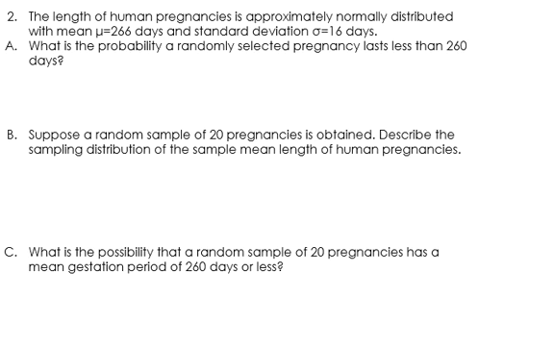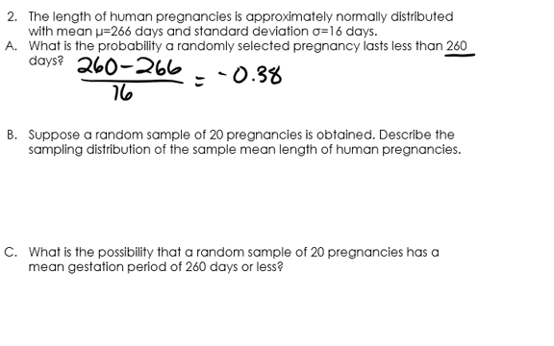So the first thing we're going to do is turn this value into a z-score. So 260 days minus 266, divided by 16. We're going to get an answer of negative 0.38.